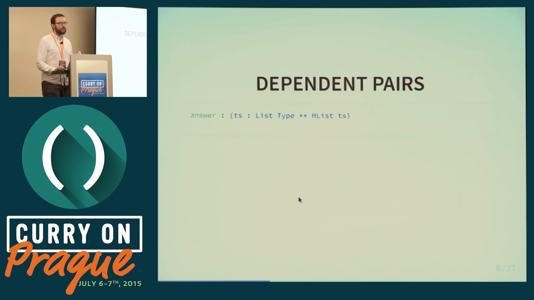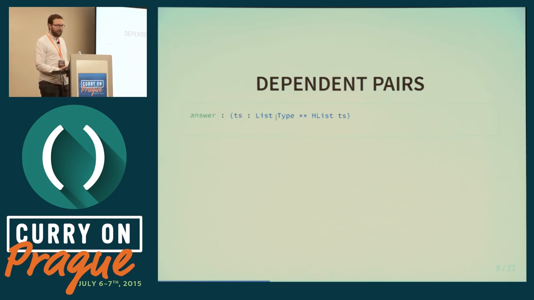Past dependent functions, we also have something called dependent pairs. A dependent pair is a fancier version of the pair type that you know and love, or the product type that you know and love. We write this in Idris with a double star. A dependent pair lets you name the first element of the pair and then refer to that element in the type of the second projection.